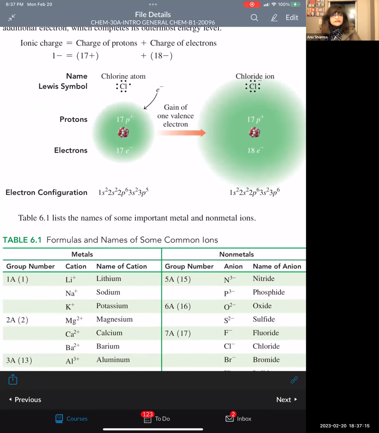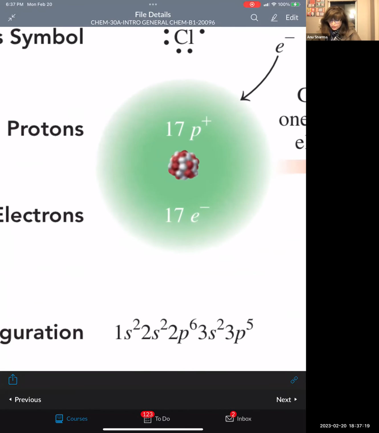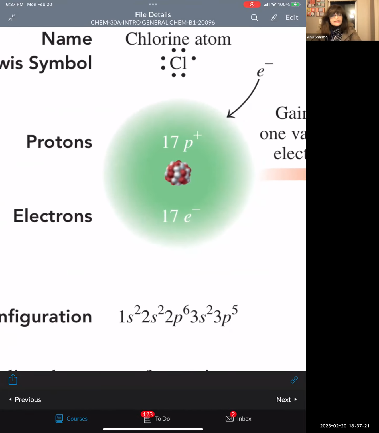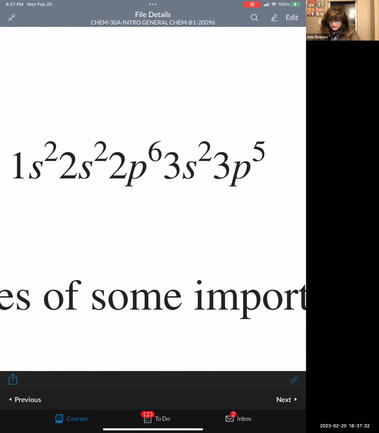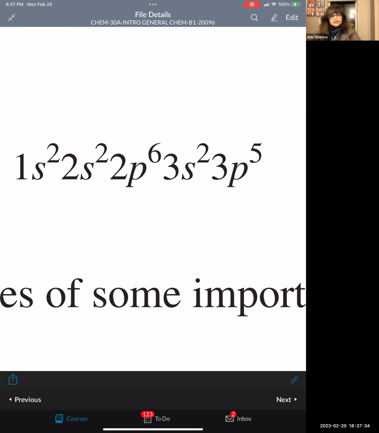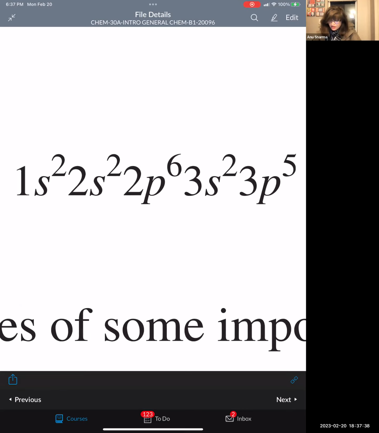So here is a scenario of an anion formation. Here you see is chlorine. Chlorine has 7 valence electrons, but chlorine has 17 protons and 17 electrons. Now, how are these 17 electrons placed? So this is the electronic configuration: 1s2, 2s2, 2p6, 3s2, and 3p5.